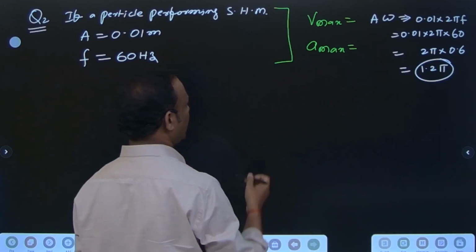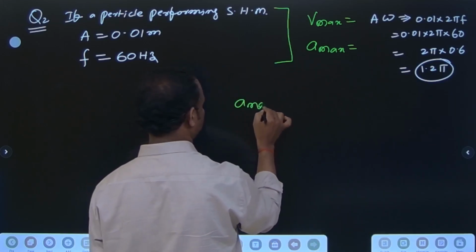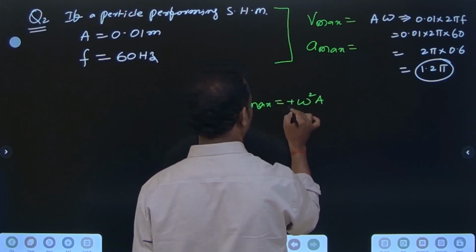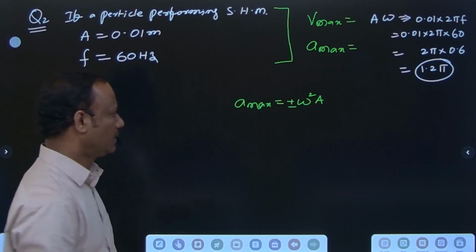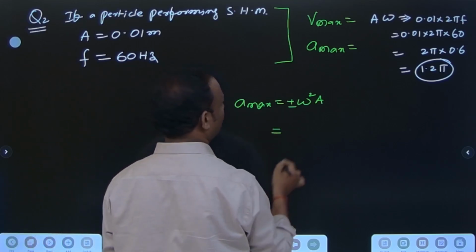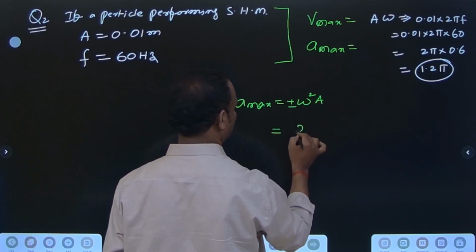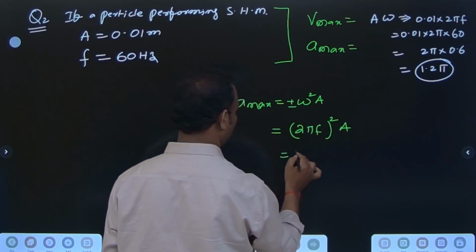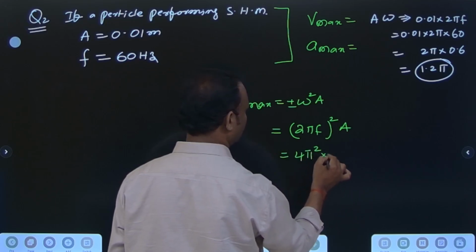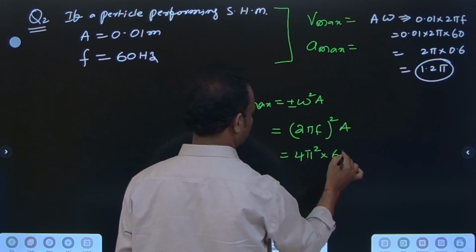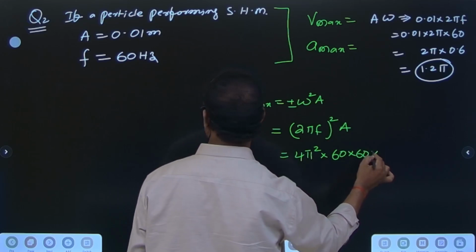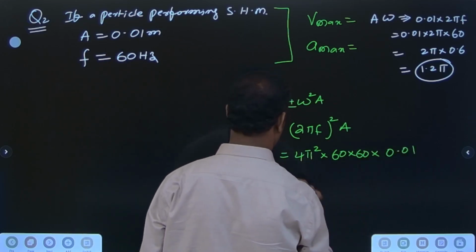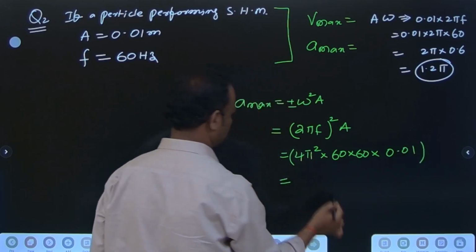So what is the maximum acceleration? A max is omega square A. Actually it should be plus or minus, but I am taking just the magnitude, omega square A. What is omega? 2 pi F, whole square, into A. So 4 pi square F square. F value is 60 into 60, into A. What is A? 0.01 will be your answer.